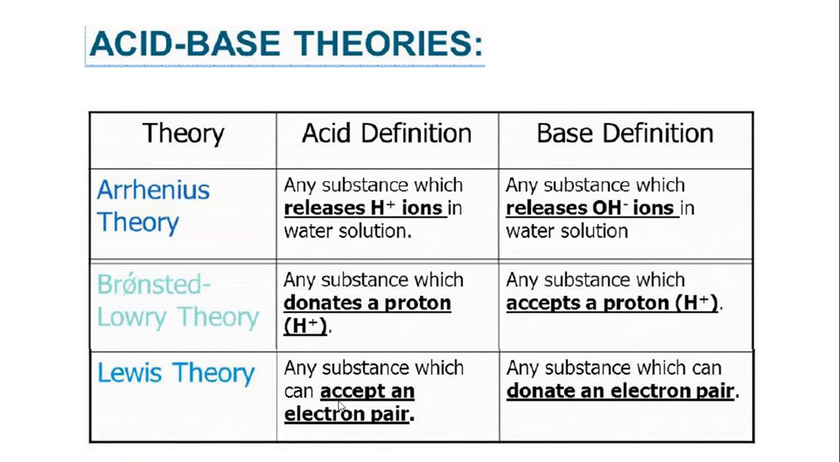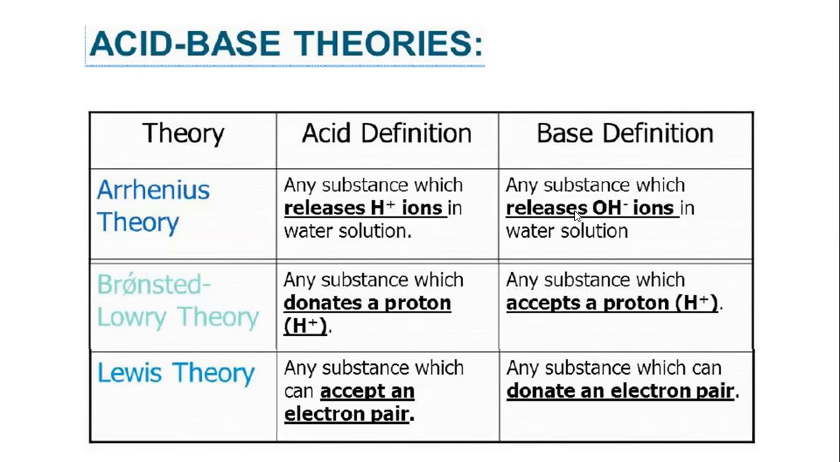Then Lewis theory is related to the electron pair. Acids accept electron pairs and bases donate electron pairs. So at a glance, we can remember the definitions of acids and bases of all three theories. This is very, very important for examination: Arrhenius theory, Bronsted-Lowry theory, Lewis theory. For 1 mark, the definitions of acids and bases are also asked.